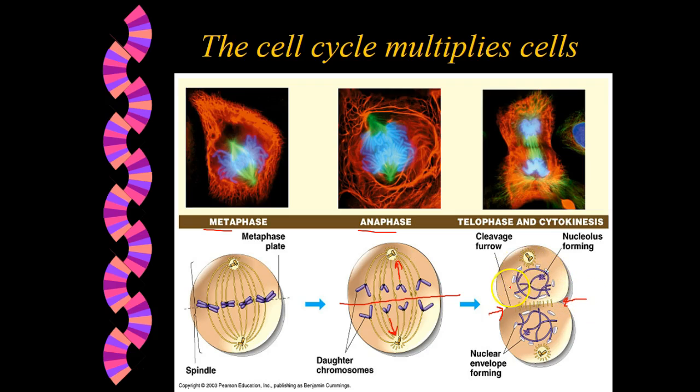The nuclear membrane starts forming again around the chromosomes. These chromosomes start decondensing back into the long stringy strands of chromatin, and our spindle fibers start dissolving, and basically these centrioles kind of get ready to begin the next migration when it's ready to go through cell division again.